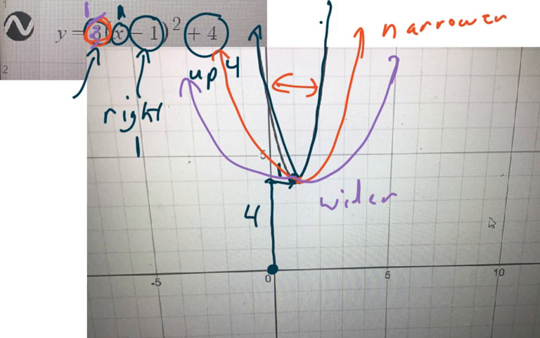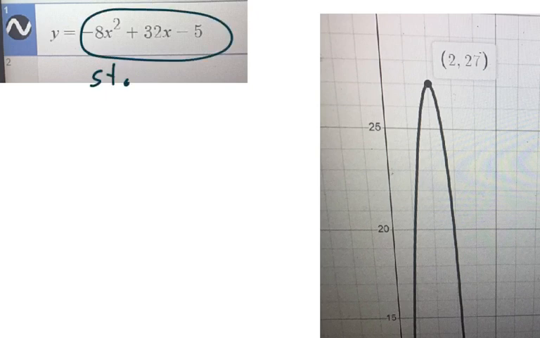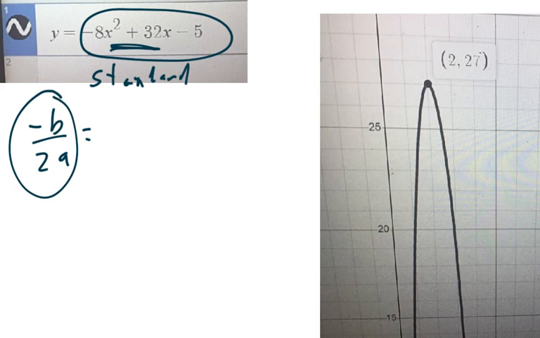Okay, now let's get to one more problem, guys, something a little different. Okay, let's say I gave you a regular equation. Notice this is in standard form. It doesn't have the parentheses in here. So what did I teach you guys? You must do negative b over 2a, right? This is a must. When you see it standard, you must do negative b over 2a.